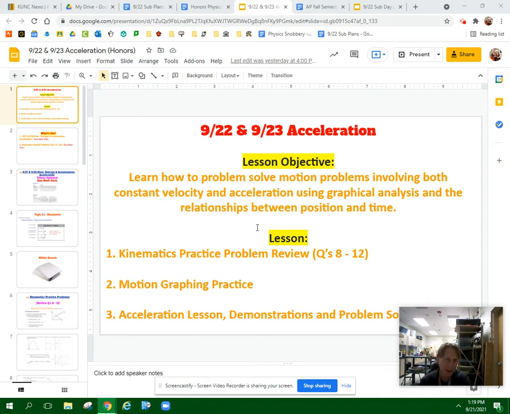You're going to be working on some practice problems with our kinematics problem set that we've been looking at. The motion graphing practice that we started last time, you guys should just finish it up. And the acceleration concept, we're actually going to get into it. I'm going to introduce the concept with the slideshow here.